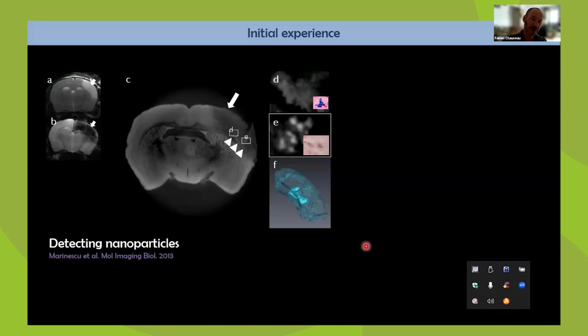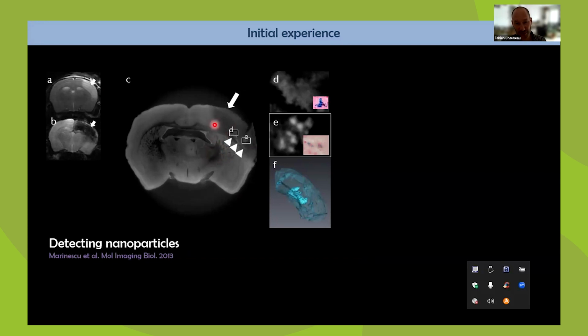A few words on the initial experience. I said at the beginning that I actually come from the in vivo imaging field, and our first experiments at the synchrotron were with the goal of detecting MRI contrast agent. I'm talking about iron oxide particles that you use for MRI. We wanted to have a closer look at the fate of those nanoparticles. And because they are metallic iron, they were also detectable with X-rays.